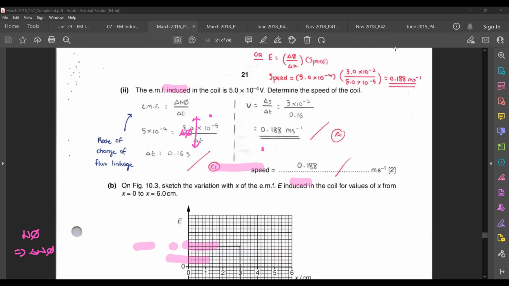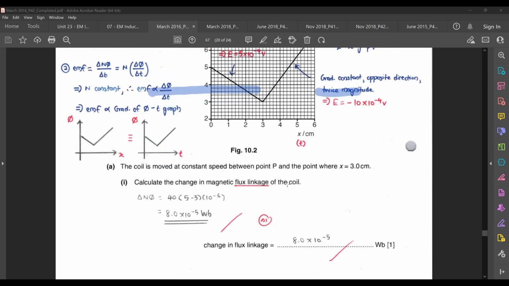Then you move on to part 2 of your question. The EMF induced in the core is 5 times 10 power minus 4 volts. Find out the speed of the core. Here, they don't want you to find the EMF induced. They gave it to you already. Instead, they want you to find how fast your core was moving.